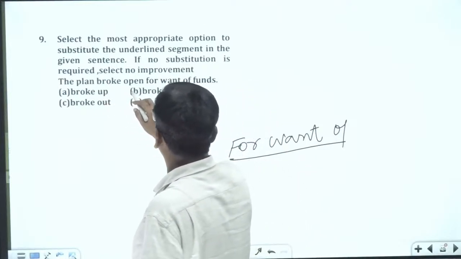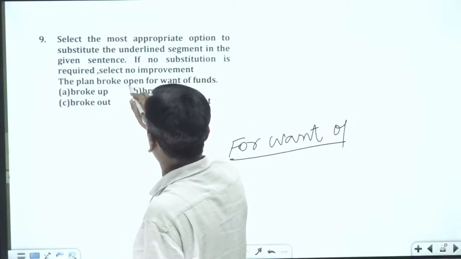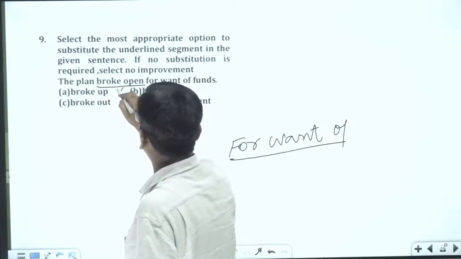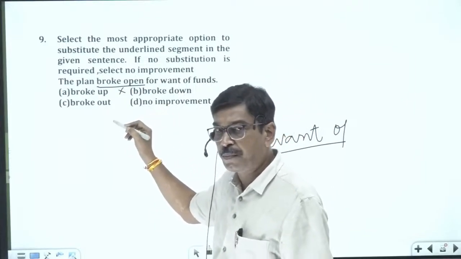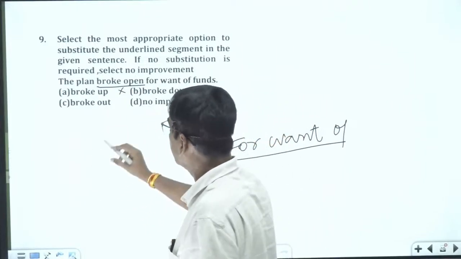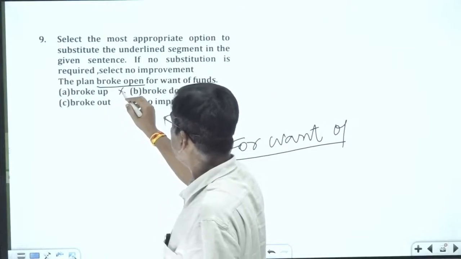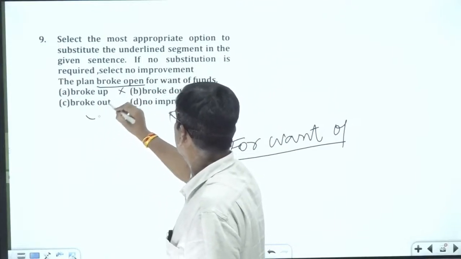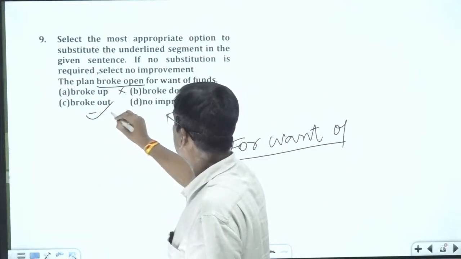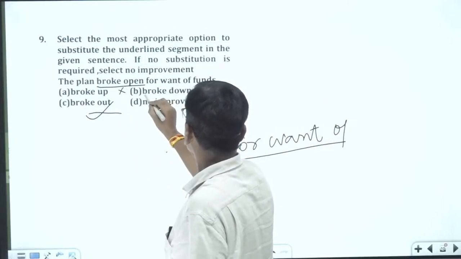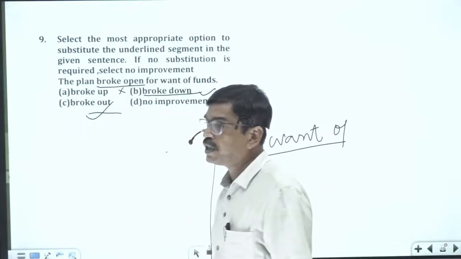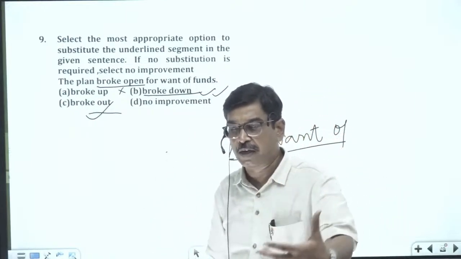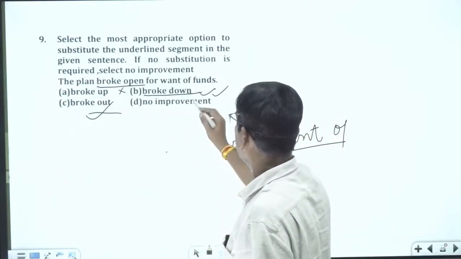The plan broke open for a want of funds. Open is wrong here, so we can't choose this. This is a very important thing to keep in mind. So broke open is wrong. Broke out is wrong. And its answer is broke down. Broke down means failure, got failure, failed. That's why broke down is the answer.